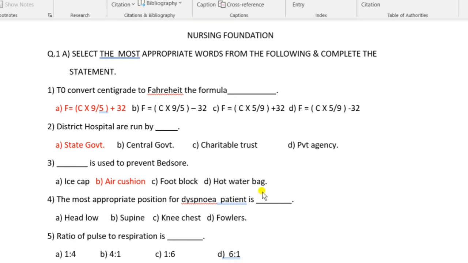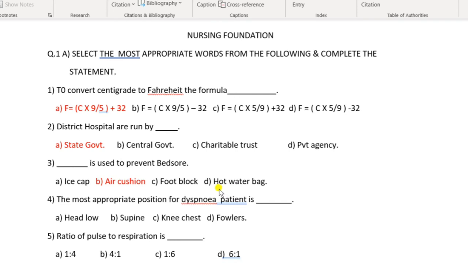Then hot water bag is given for the retention of urine. For muscle relaxing purpose also hot water bag is given. So question number 3 answer is air cushion used to prevent bed sores.